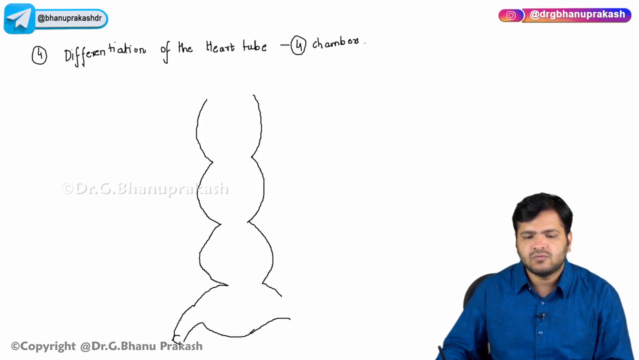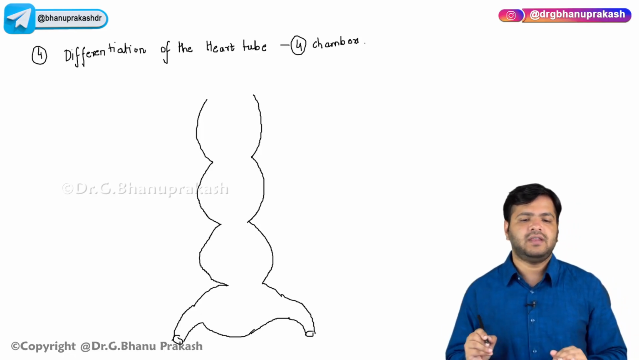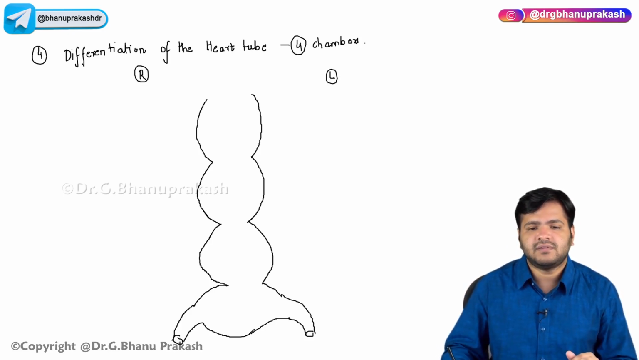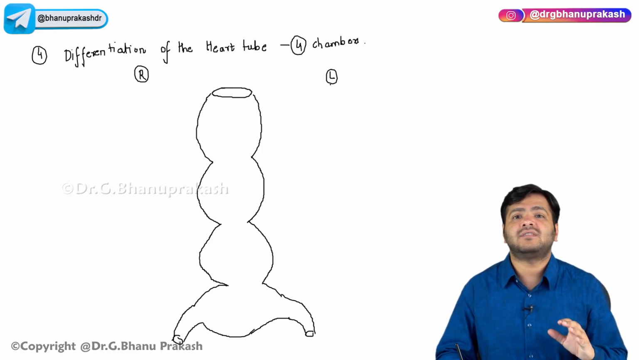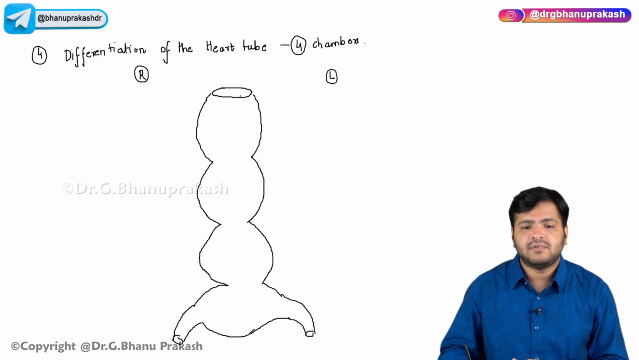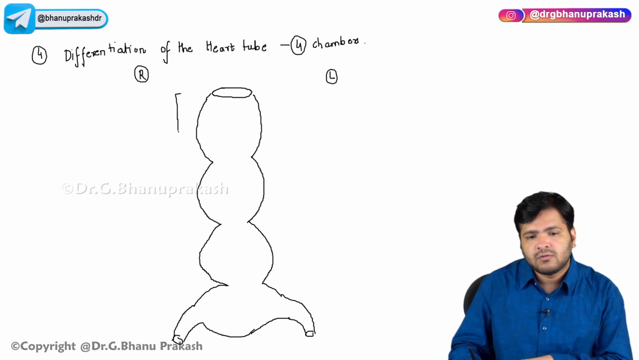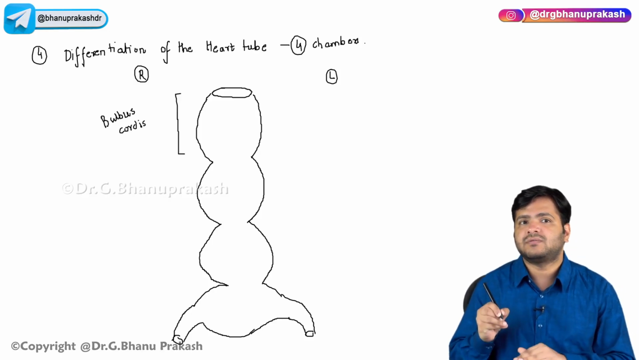which will give rise to the 2 horns, the right horn and the left horn. Let us suppose this is the right side and this is the left side. On the top we have the truncus arteriosus. This part is called the bulbus cordis. The truncus arteriosus is a part of this bulbus cordis.